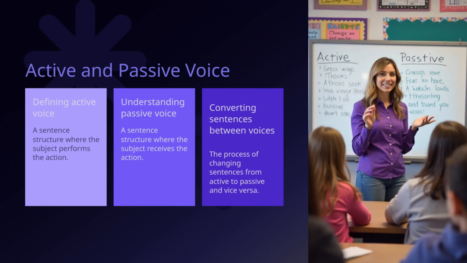In passive sentences, the subject receives the action. For example, the book was read by the student. The focus is on the book, not the student. It's often used when the doer of the action is unknown or less important.